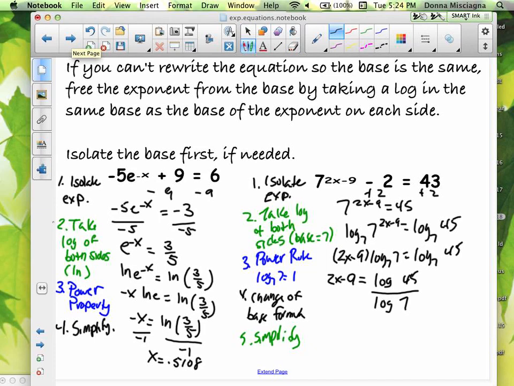So 2x minus 9 would equal, right, we just use the change of base formula. If we want to isolate x, I'd have to add 9 to both sides. So I'd have 2x equals log 45 divided by log 7, and then plus 9. So that plus 9 is separate, right? That's not part of the log. And then I'd have to divide both sides by 2.